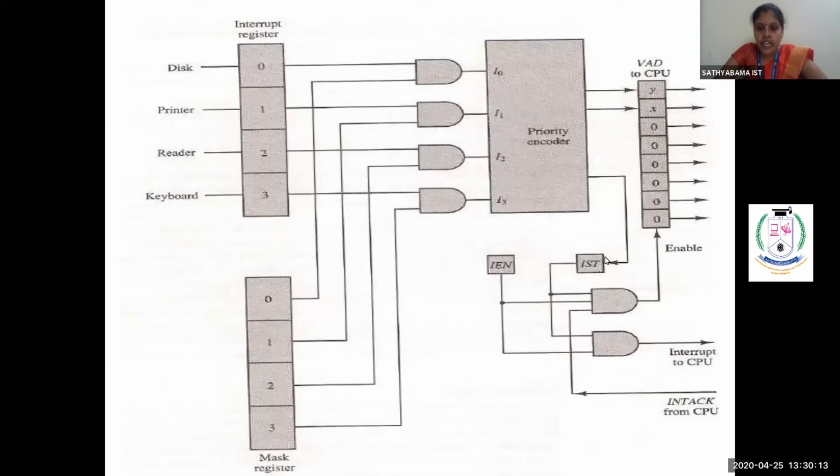Then there are IST and IEN. IST is the interrupt status and IEN is the interrupt enable. Whenever the peripheral device sends an interrupt signal to the CPU, IEN and IST will be in the active condition. Whenever they are active, the CPU should know and understand that an interrupt is coming from a peripheral device. Peripheral devices are the disk, printer, reader, keyboard, everything.